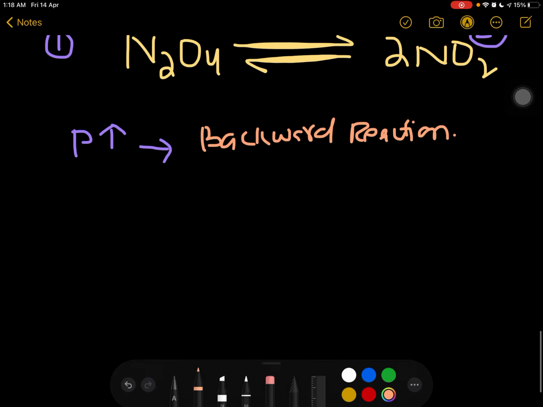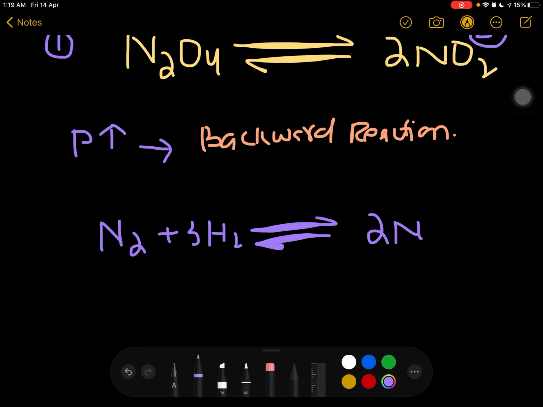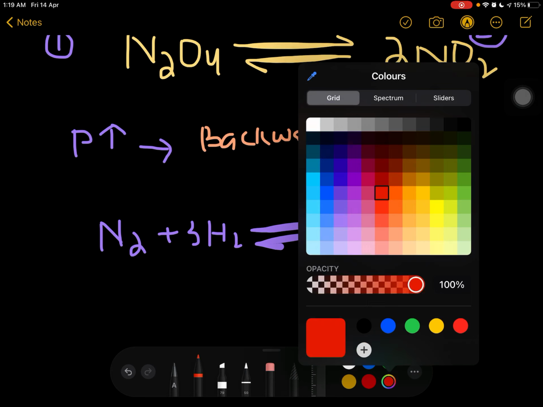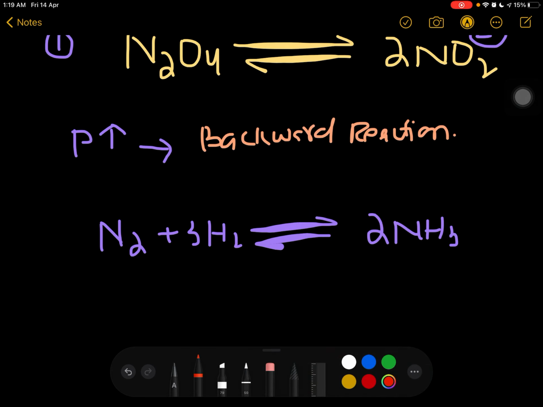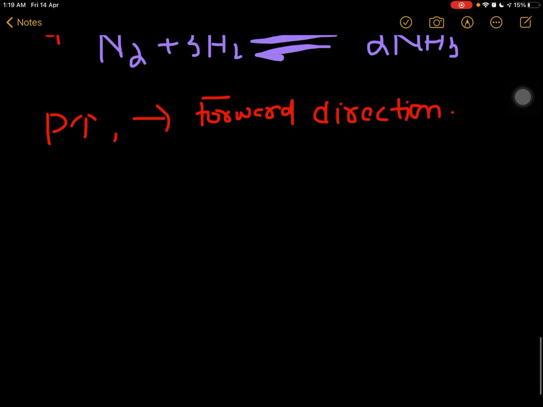But consider that I have another reaction, which is N2 plus 3H2, and they make 2 moles of ammonia. If I ask you what will happen if the pressure is increased, here we have 4 moles, here we have 2 moles. So the reaction will move towards the forward direction.